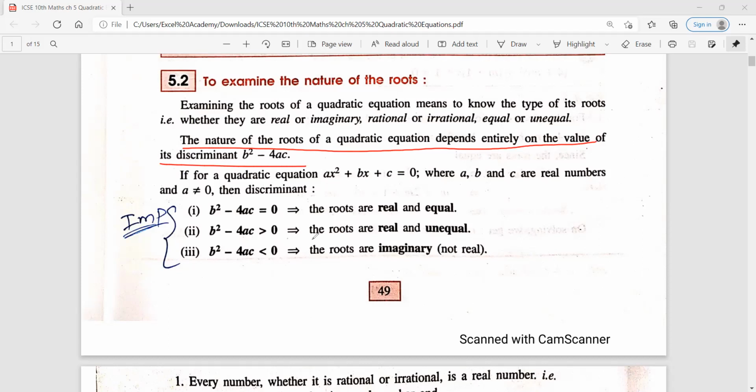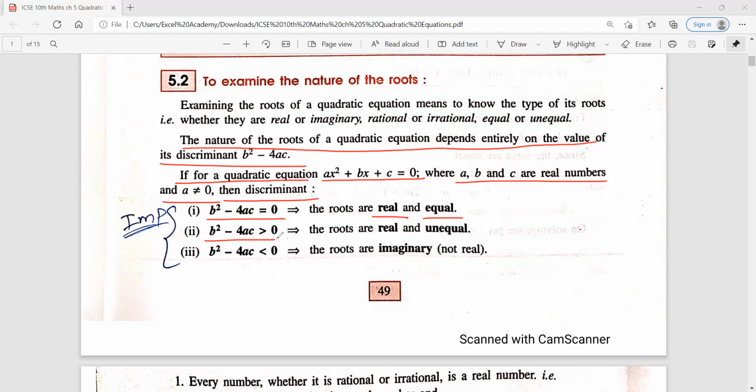You cannot calculate the actual values of the roots, but definitely you can examine the roots. So if for a quadratic equation ax square plus bx plus c is equal to 0, where a, b, c are real numbers and a is not equal to 0, if the discriminant, that is the value of b square minus 4ac, is 0, then the roots are real and equal. I will show you this later, so that you remember. Second, if the value of the discriminant is greater than 0, it could be anything.